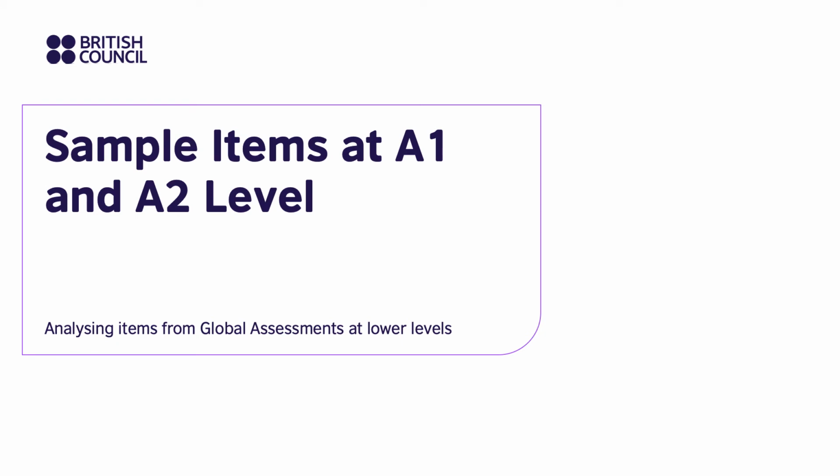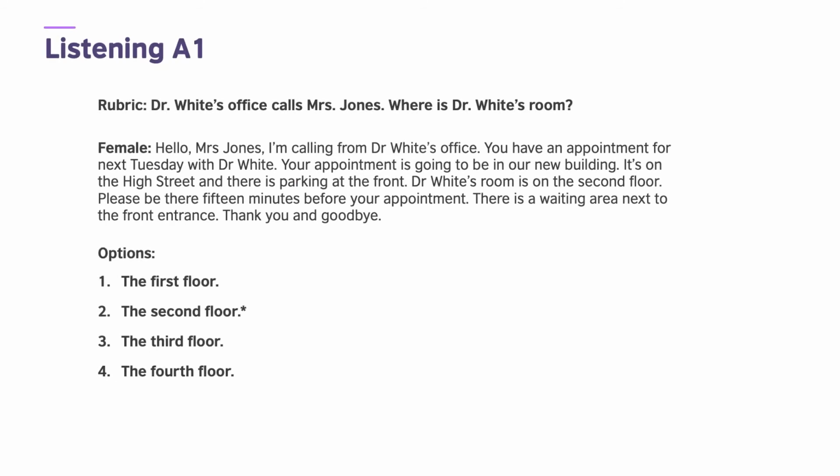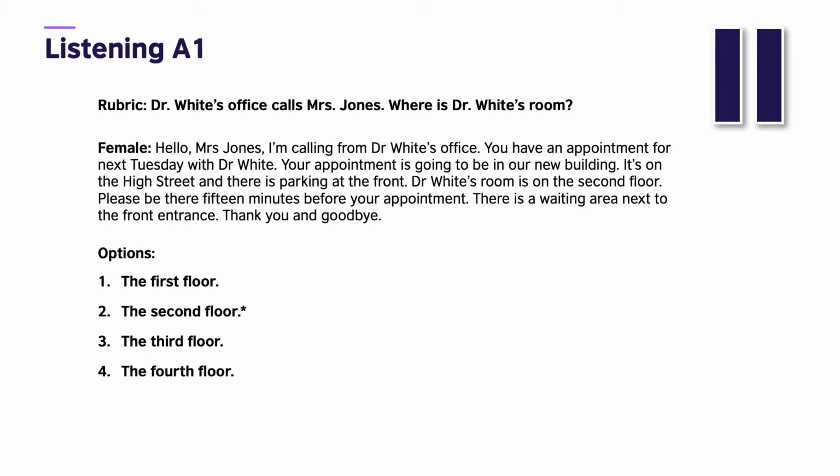We will now look at some sample items at A1 and A2 levels and consider how they work in practice. We suggest you pause the video at each slide in order to consider what makes them suitable for their respective skill and level. This is an A1 listening item. There is a text followed by an MCQ with 4 options.